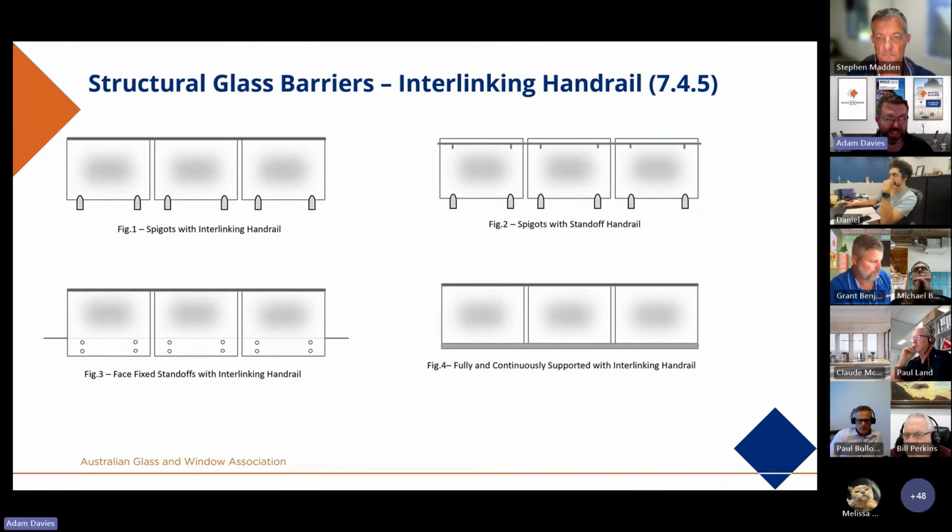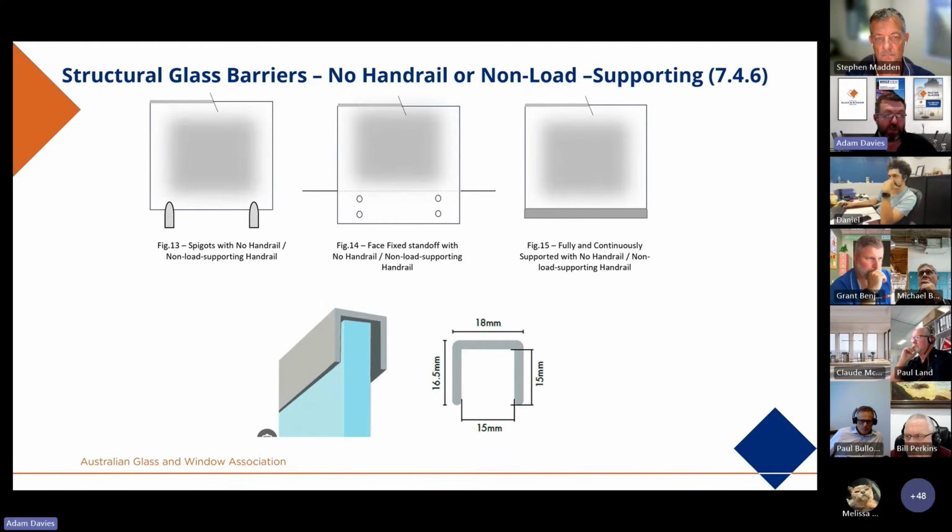With glass barriers with an interlinking handrail, there can be many support conditions. They could be spigots, they could be offset handrails. They can also be face fixed, or they can be fully and continuously supported. Additionally, they can also be some proprietary clamping channel systems, but we'll talk about some specifics about those a little bit later. And then we have structural glass barriers that have no handrail or a non-load supporting handrail.